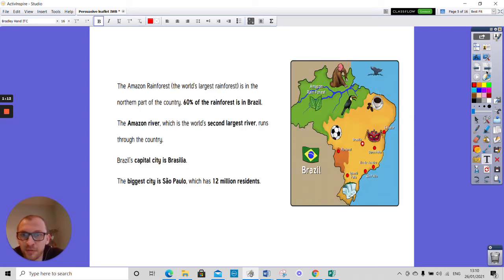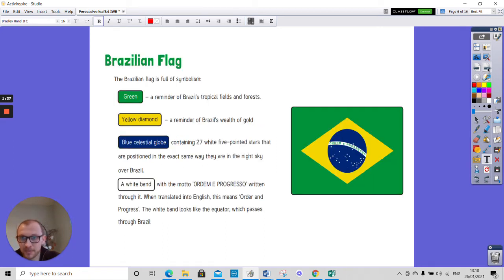So the Amazon rainforest is obviously, as we've talked about, the world's largest rainforest. 60% of the rainforest is in Brazil, and the Amazon River, which is the world's second largest river, runs through the country. Brazil's capital city is Brasilia, but its biggest city is Sao Paulo, which has 12 million residents. So even though the capital is Brasilia, its biggest city is Sao Paulo.